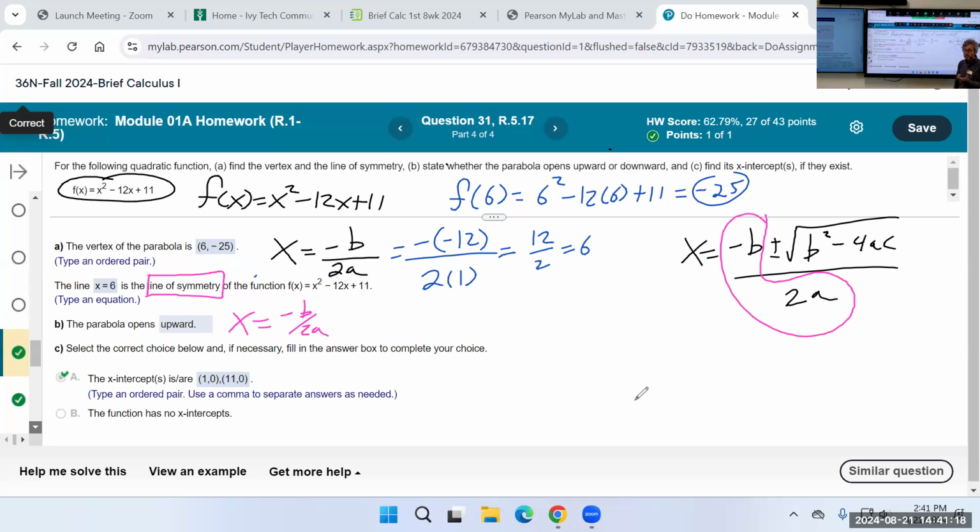Is the parabola opening upward or downward? Do we remember that from high school?